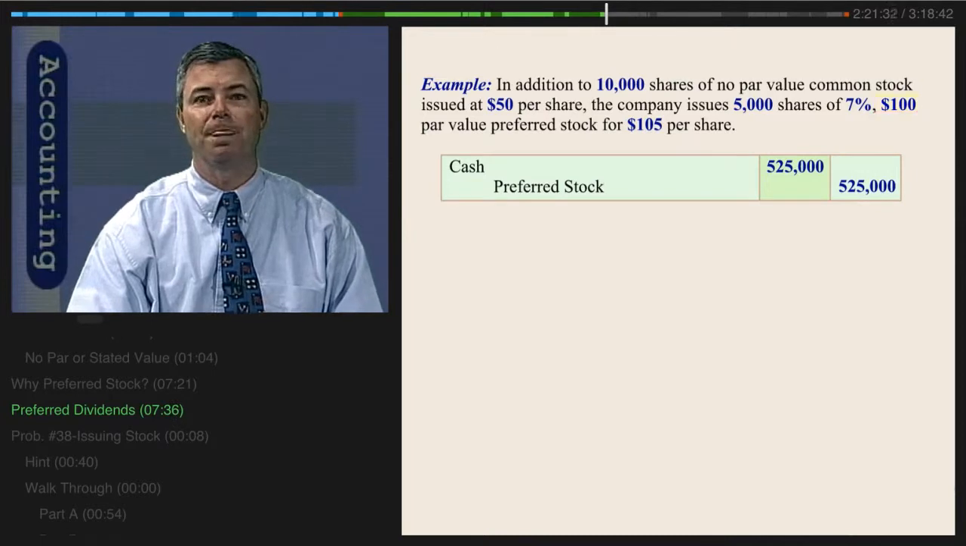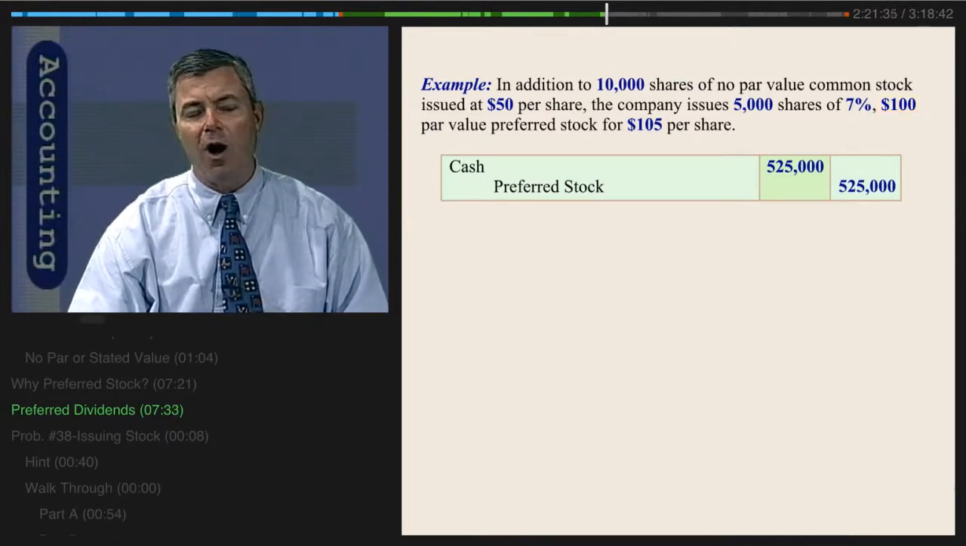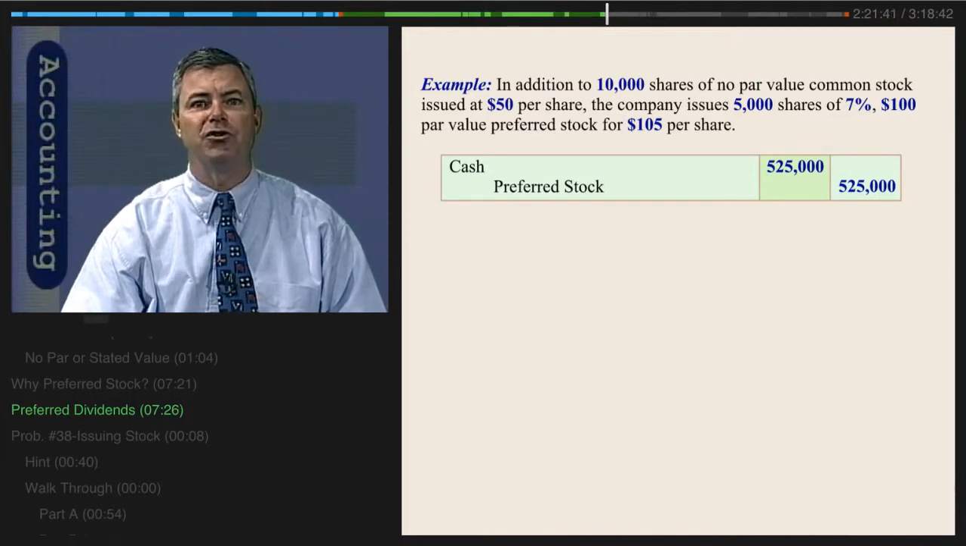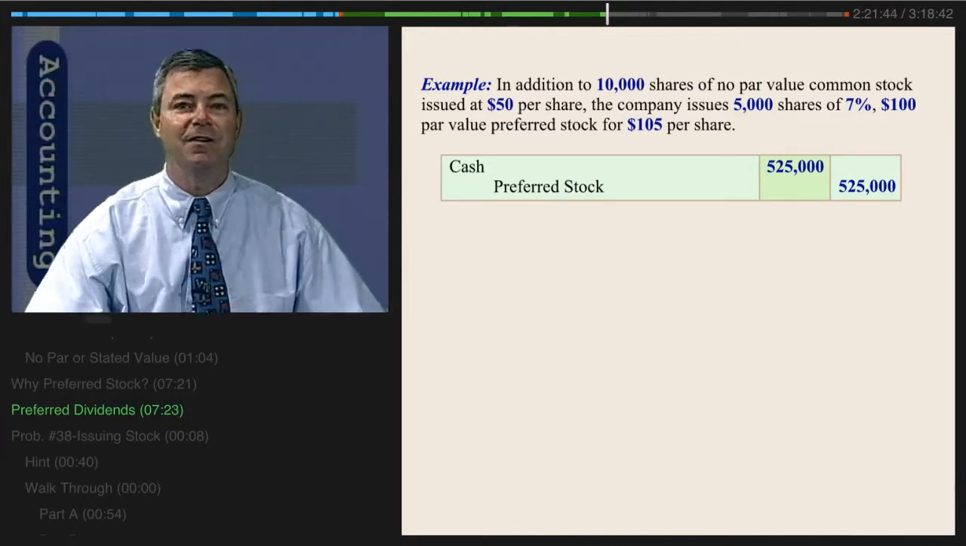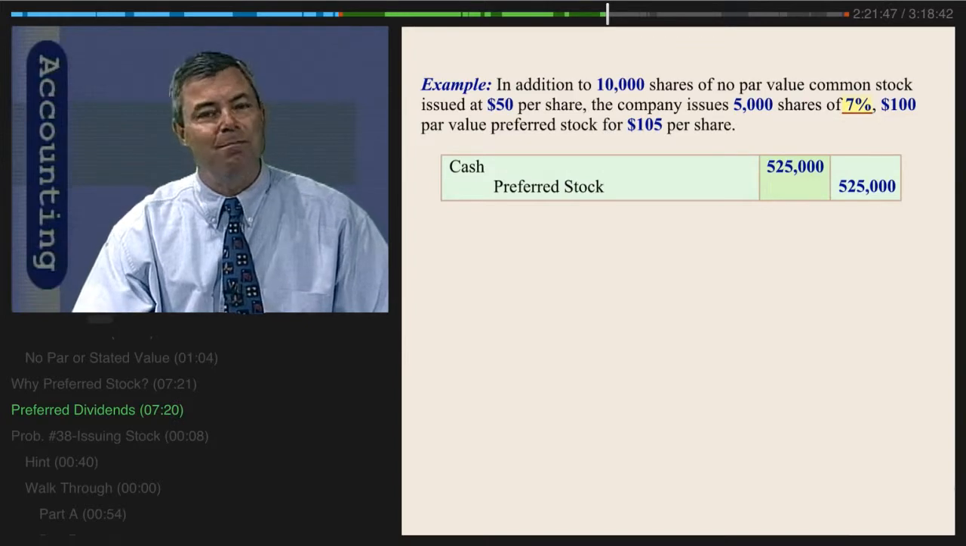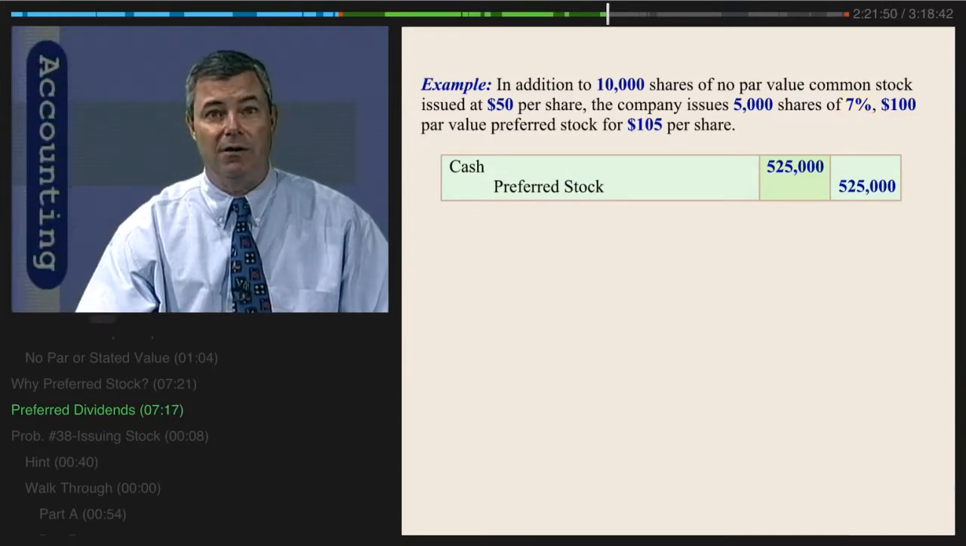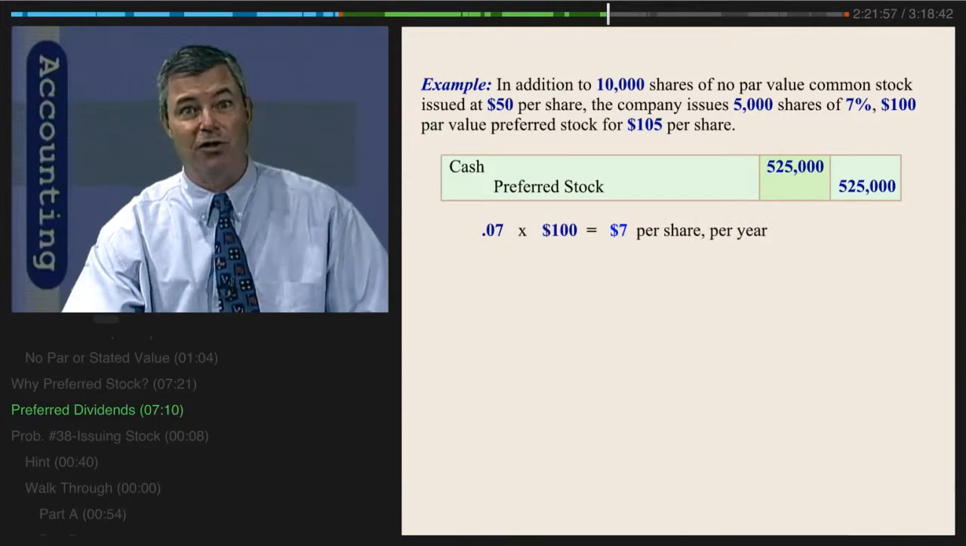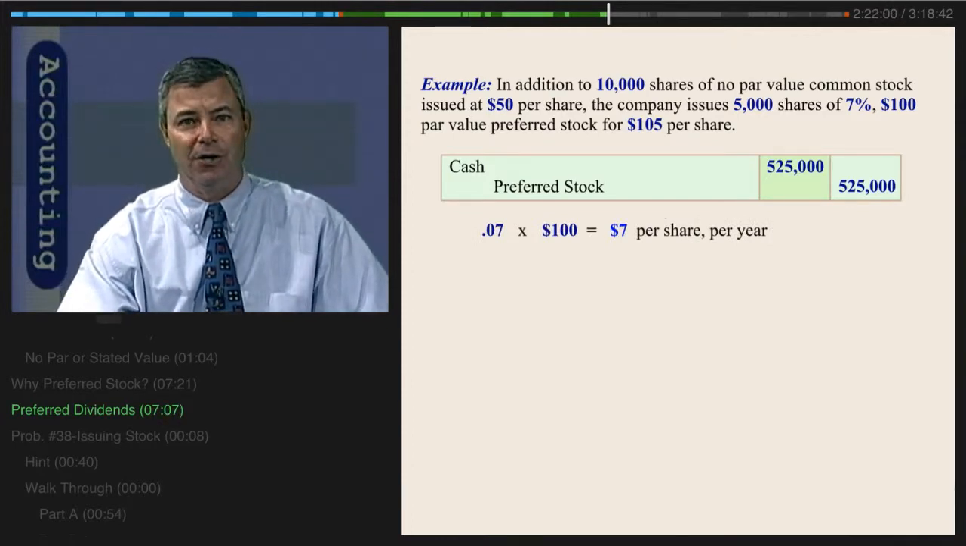It's $100 per share. That is because the par value on preferred stock serves a different purpose. It is the basis for the calculation of the preferential right to dividends. The 7% is the amount of the preference. So what I'm saying here is that the dividend preference for a preferred stockholder is 7% of $100, or $7 per year. $7 per year.